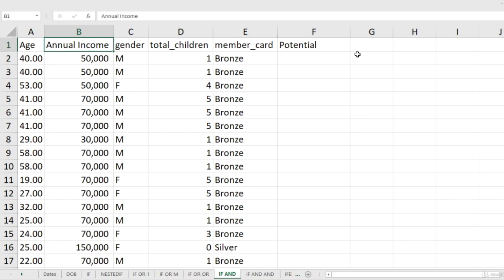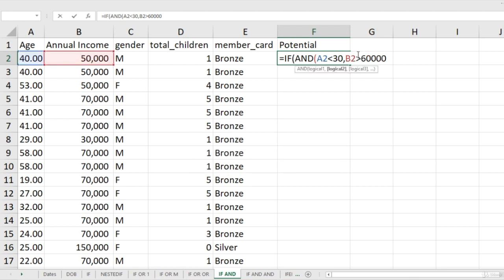So how do we do that? Let's start. I would say equals and then AND. So it's an AND statement. We want two or more conditions to be met. So rather than OR, it's an AND statement. The first argument is that the age should be less than 30, comma. The second argument is that the annual income should be greater than $60,000. I would say greater than or equals to as well.